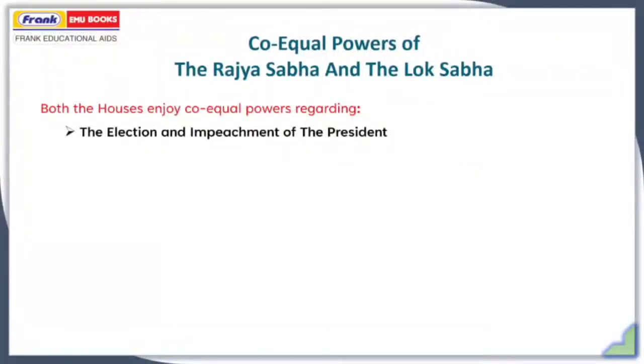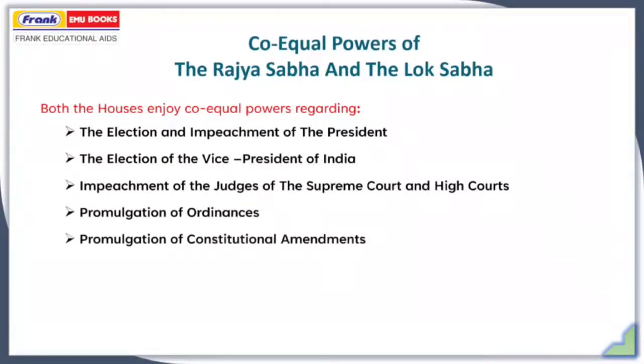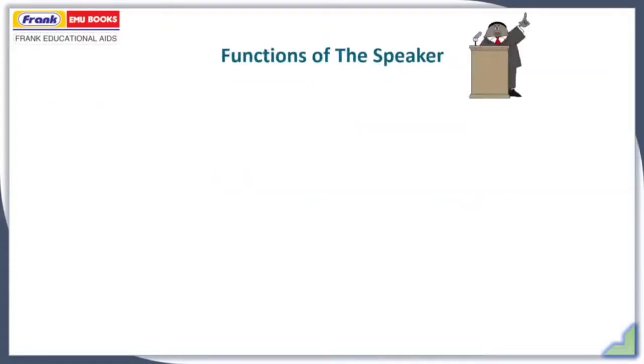That is, the election and impeachment of the President of India, the election of the Vice President of India, impeachment of the judges of the Supreme Court and High Courts, promulgation of ordinances, promulgation of constitutional amendment, proclamation of emergency, and also creation of a new state. So on these matters, Rajya Sabha and the Lok Sabha have equal powers.